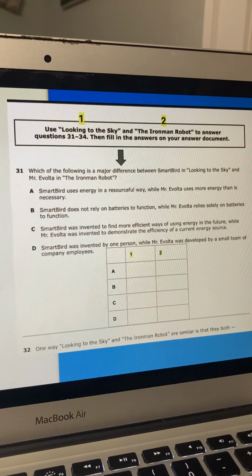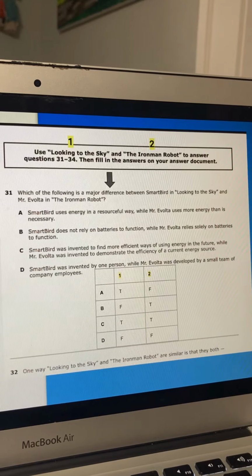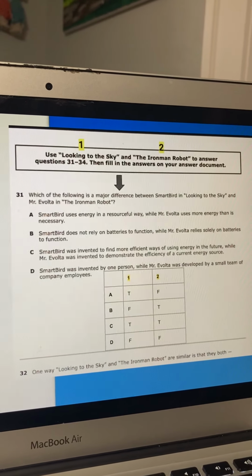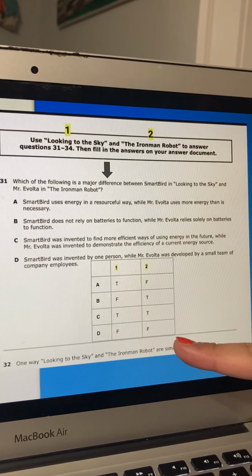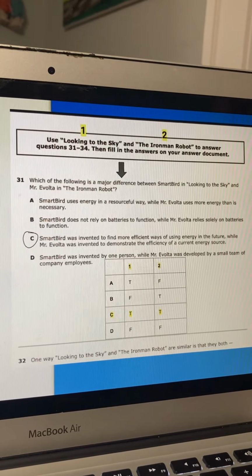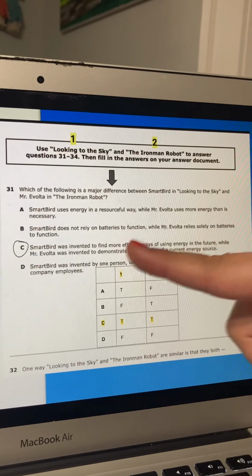While both of those are true, we're still going to check D, which says Smartbird was invented by one person, while Mystery Volta was developed by a small team of company employees. And those are both false. So let's go ahead and mark our answer choice, which is C.